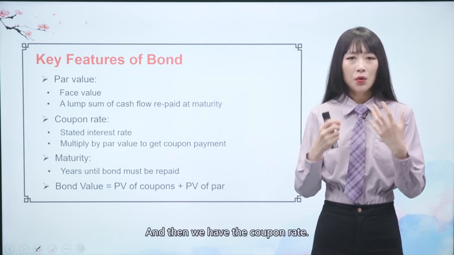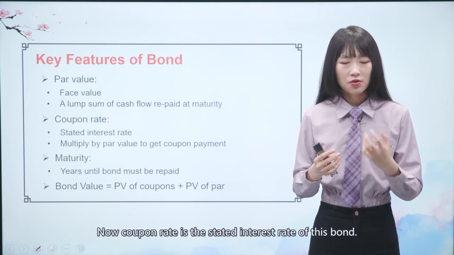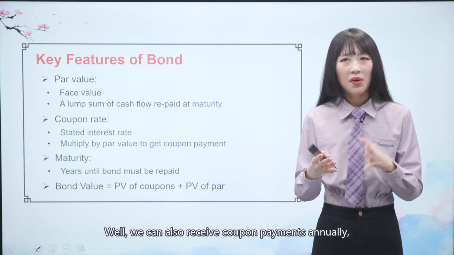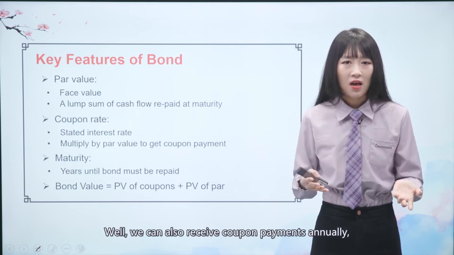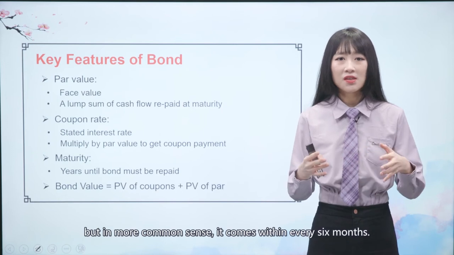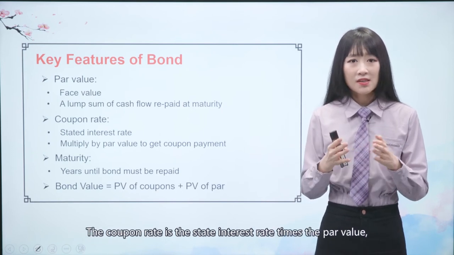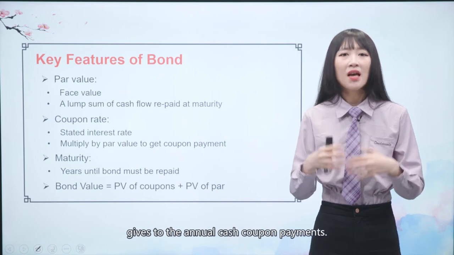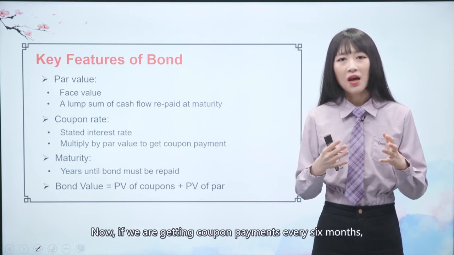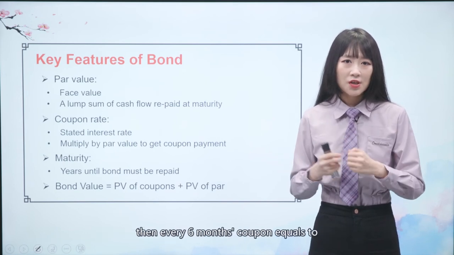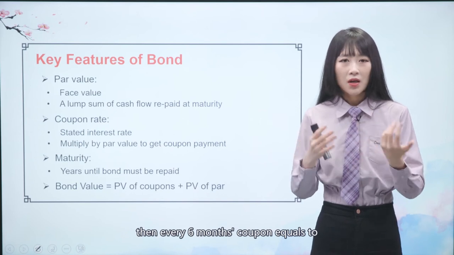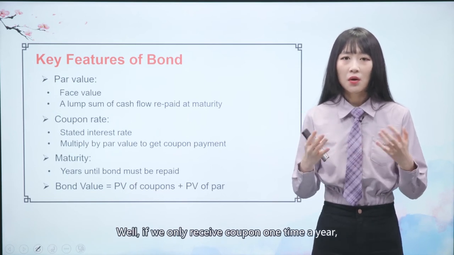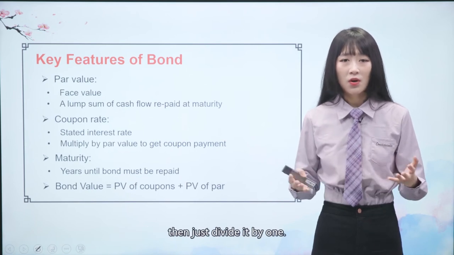And then we have the coupon rate. Coupon rate is the stated interest rate of this bond. Every about 6 months, we receive one coupon payment. We can also receive coupon payments annually, but more commonly it comes every 6 months. The coupon rate, the stated interest rate, times the par value or principal value of the bond gives the annual coupon payment. If we are getting coupon payments every 6 months, then every 6 months the coupon equals the coupon rate times par value divided by 2. If we only receive a coupon one time a year, then just divide by 1.